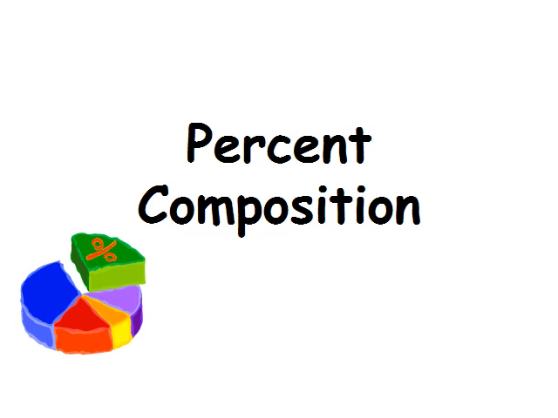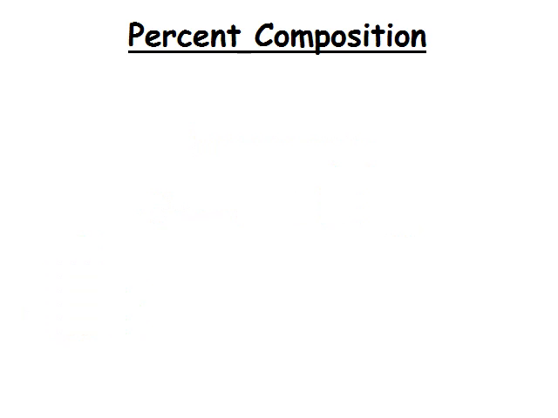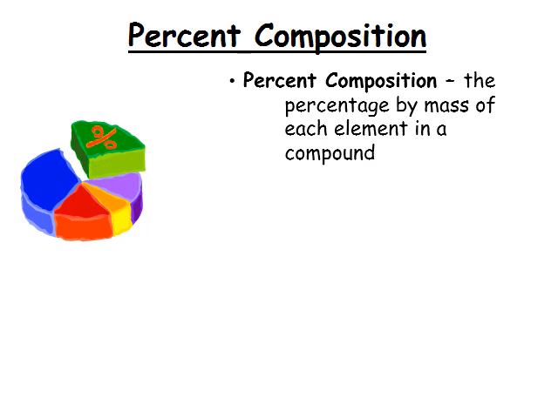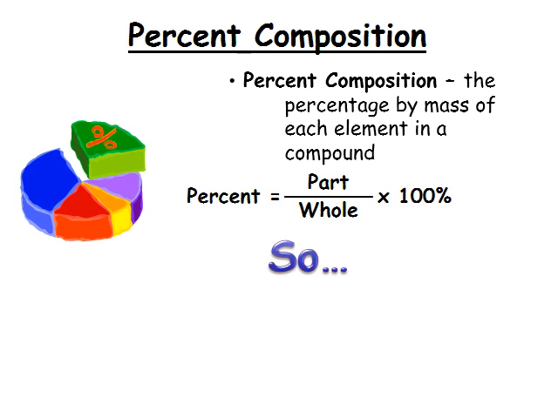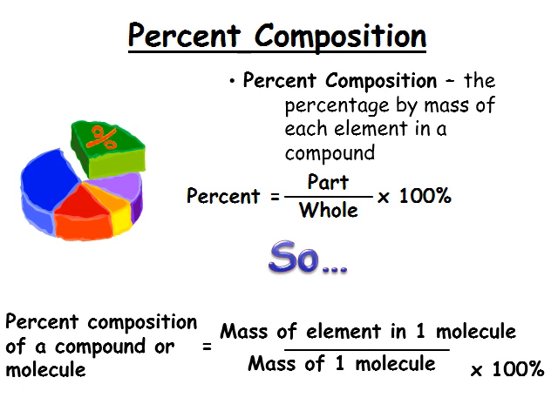So the next lesson will be on percentage composition. What is percentage composition? Well, percentage composition is the percentage by mass of each element in a compound. And the percent, remember from our mathematics, is the part divided by the whole times 100. Therefore, the percentage composition of a compound or molecule will equal the mass of an element in one molecule divided by the mass of that molecule times 100.